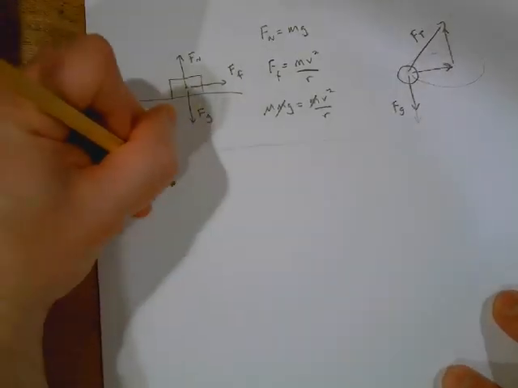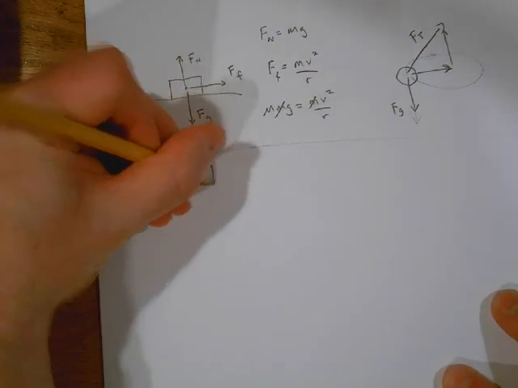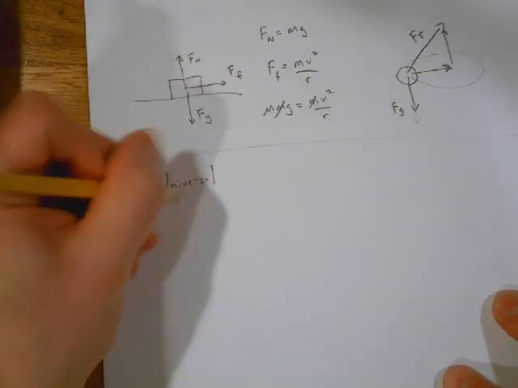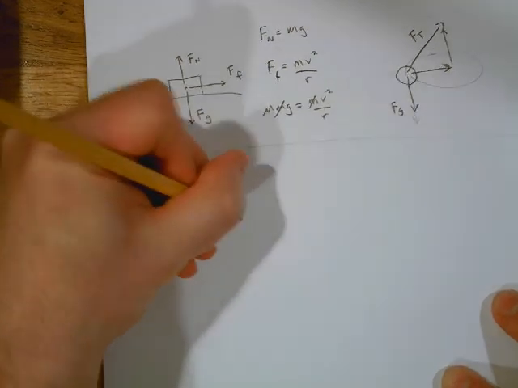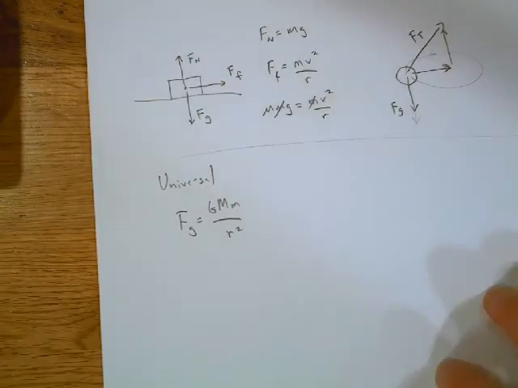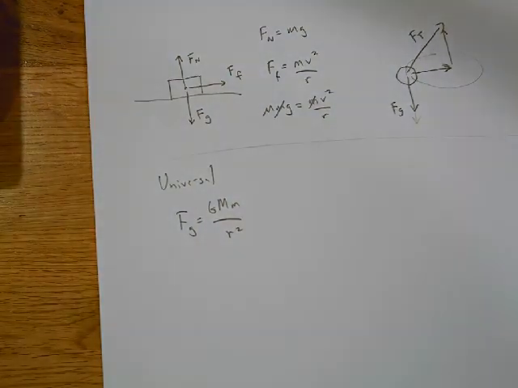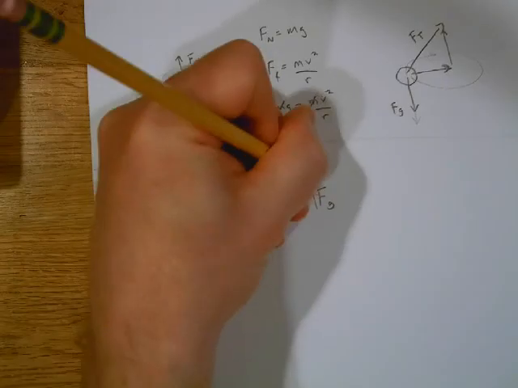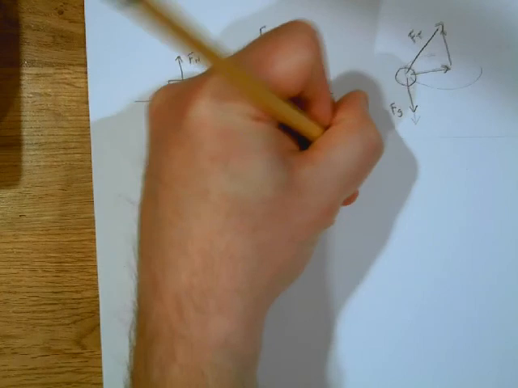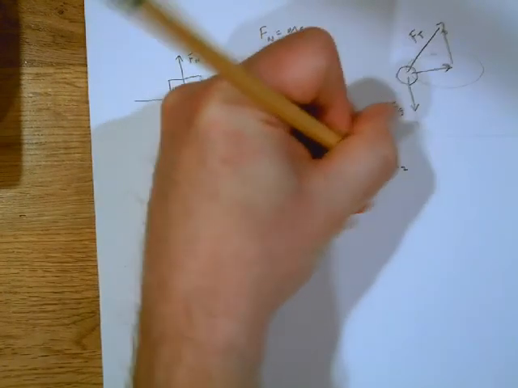The rest of this unit was talking about gravity. You remember the universal law of gravity was Fg equals Gmm over r squared. At least that's how I like to write it, and that's how I'd recommend you write it. On your equation sheet, it looks like this.